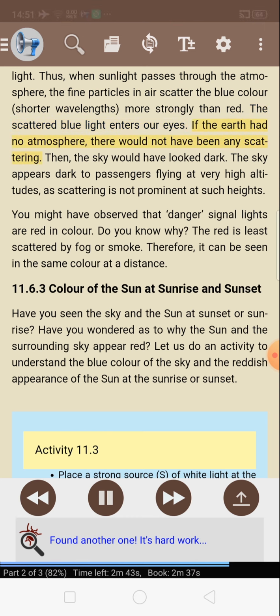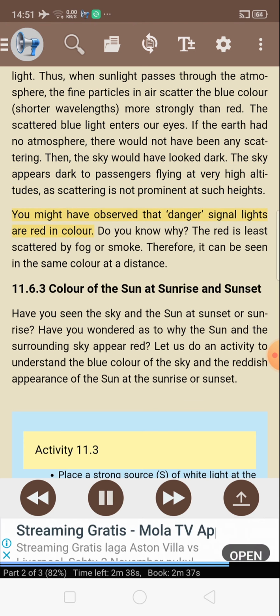If the Earth had no atmosphere, there would not have been any scattering. Then, the sky would have looked dark. The sky appears dark to passengers flying at very high altitudes, as scattering is not prominent at such heights. You might have observed that danger signal lights are red in color. Do you know why? The red is least scattered by fog or smoke. Therefore, it can be seen in the same color at a distance.